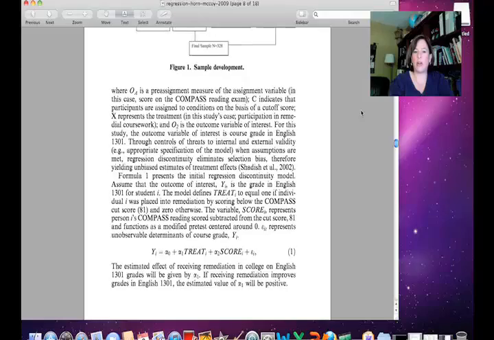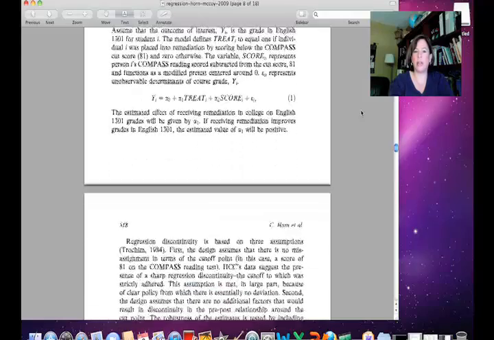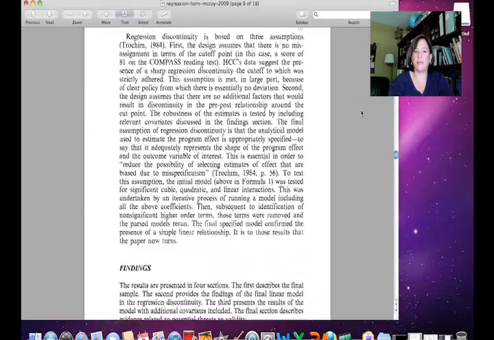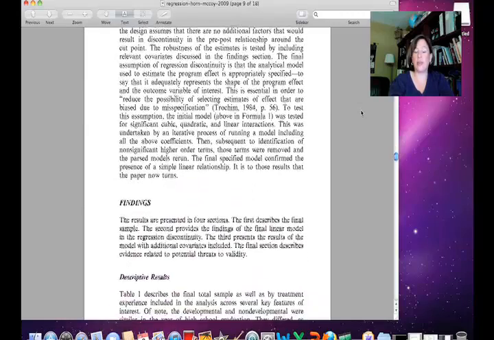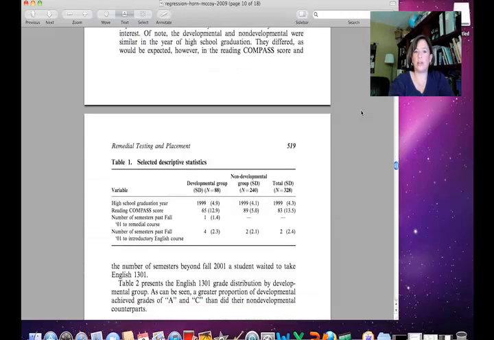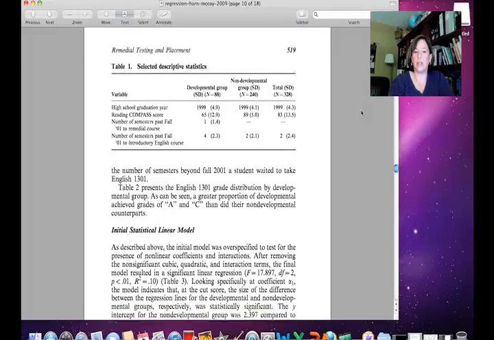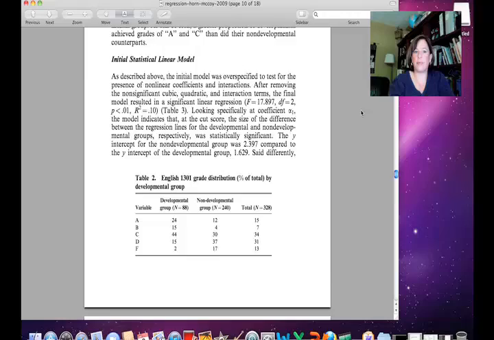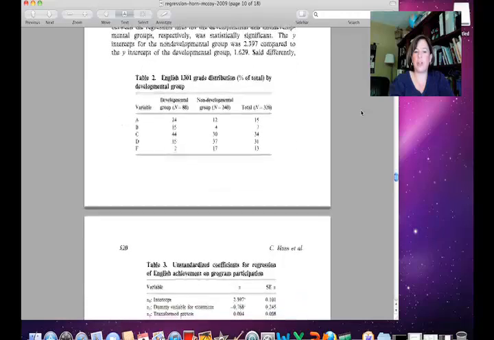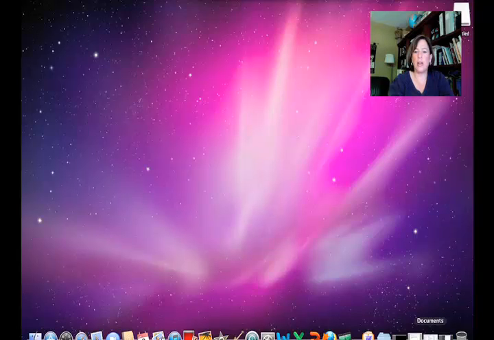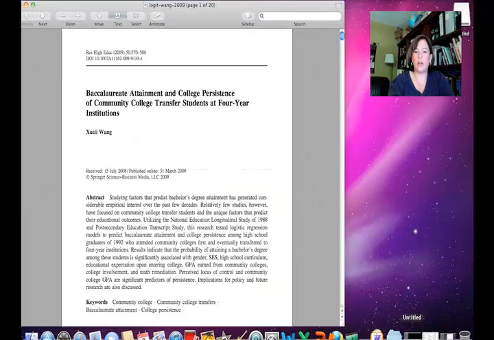They're talking more here about the model. Here's the model that they are going to run in terms of data analysis. And they talk about their data analysis and their findings. Descriptive results and their inferential results. And you'll be able to read these as soon as we talk about inferential statistics. One more. Let's talk about one more.